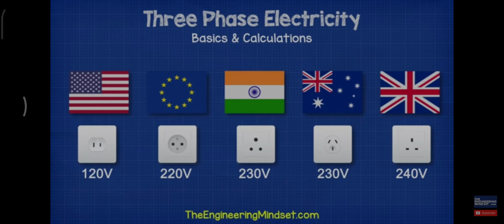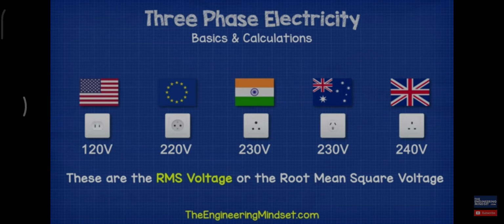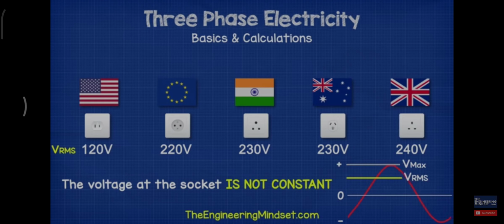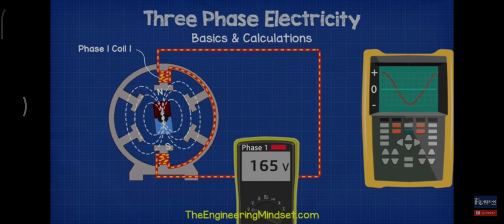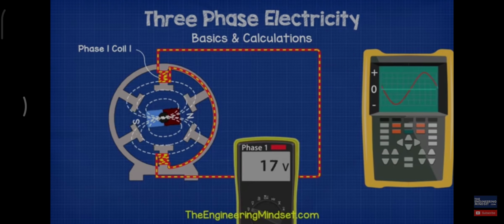Now we saw earlier that the voltages from your plug sockets are different all around the world. These voltages are known as the RMS value or the root mean squared value. We're going to calculate that a little later in this video. But the voltage coming out of the plug socket is not constantly 120 or 220 or 230 or even 240 volts. We've seen from the sine wave that it's constantly changing between positive and negative peaks.